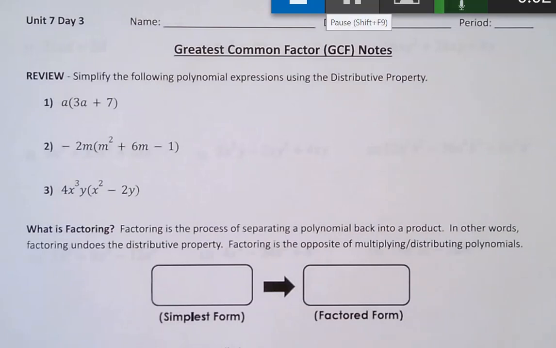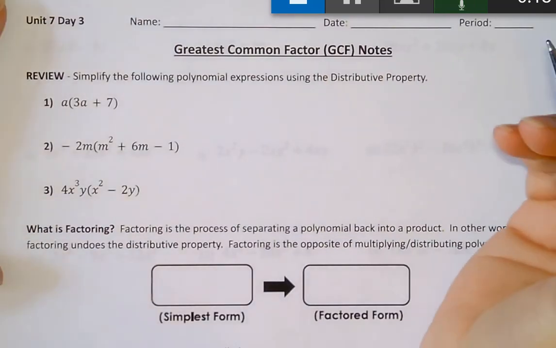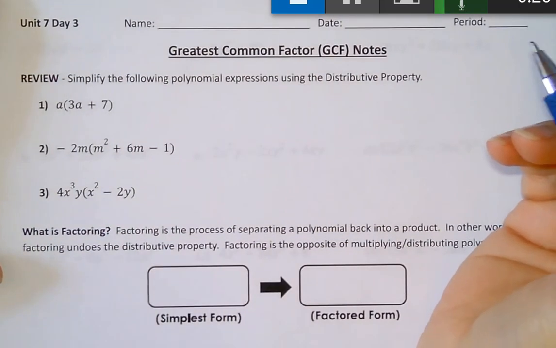Hi, Algebra Honors. This is Unit 7 on polynomials. This is day 3, and so we're going to find the greatest common factor within our polynomials. So in effect, we're kind of dividing some of our polynomials. So first, we're going to multiply stuff.